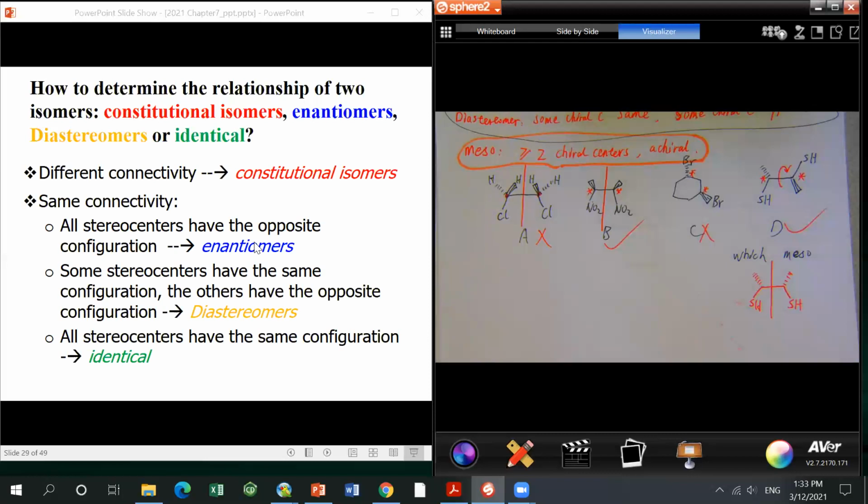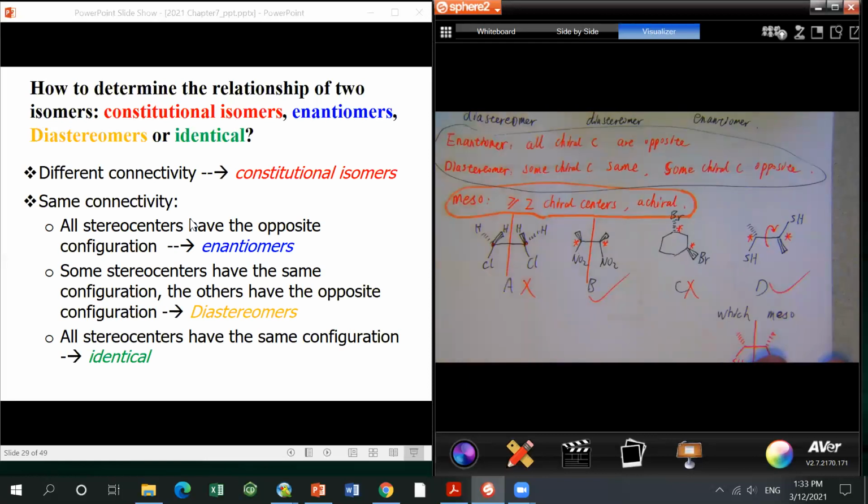you have to look at the stereocenters or chiral centers. If all the chiral centers have opposite alignment, as already shown here, then they are enantiomers. If some are the same and some are opposite, we call them diastereomers. If all are the same, S is S, R is R, then we call them identical. This type of question is not too easy, so we can practice a little bit here. We use the question here.